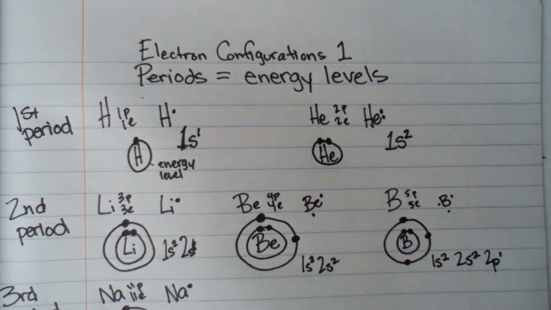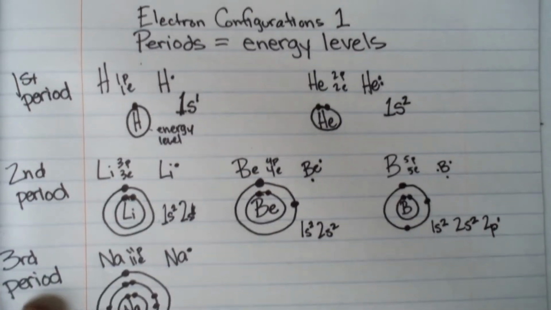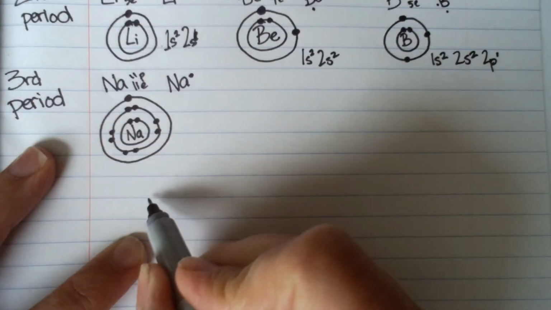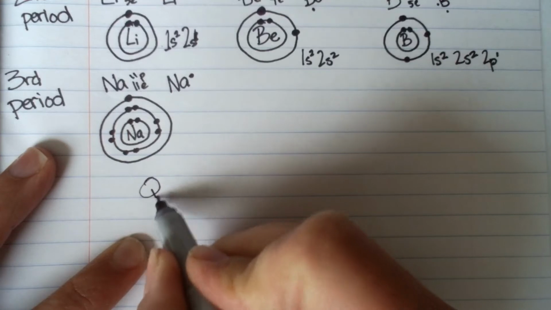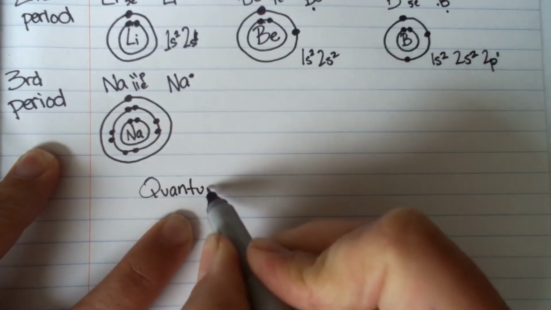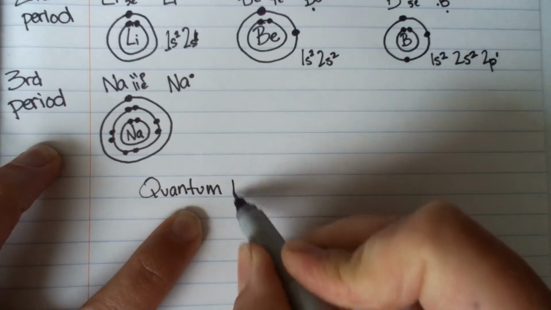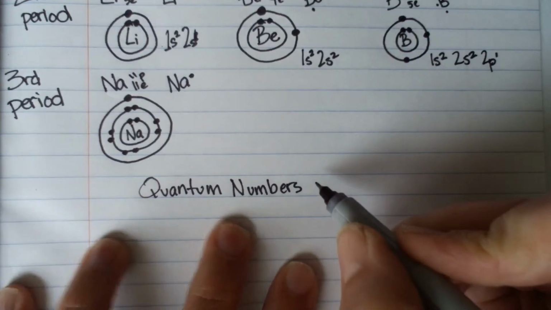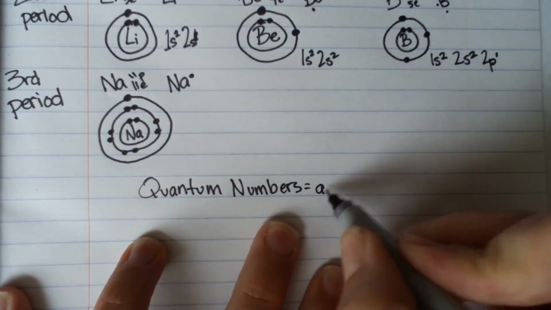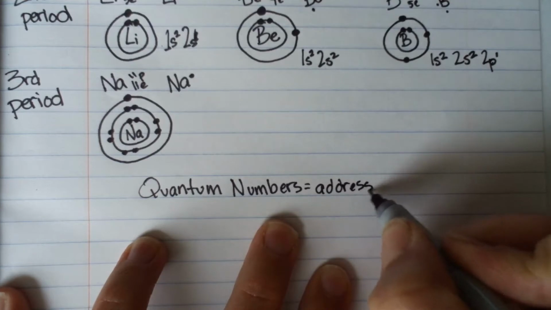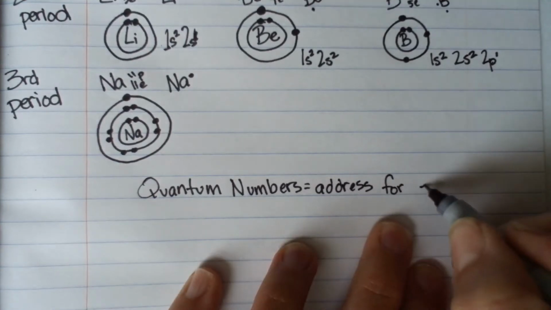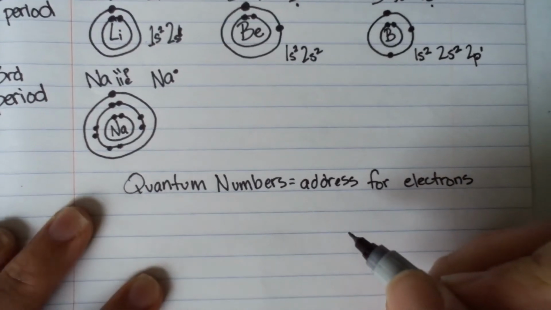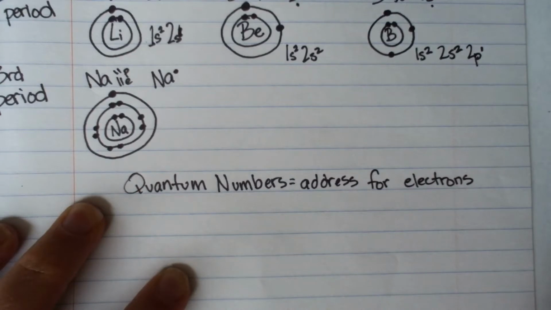One part that we're going to add today is quantum numbers. That's really just a vocabulary word that we need for this unit, because you're already looking at them, you're already thinking about them. We just have to define what they are. Quantum numbers are the address for electrons. So we are going to talk about two quantum numbers today, and we will add some more as we go along.